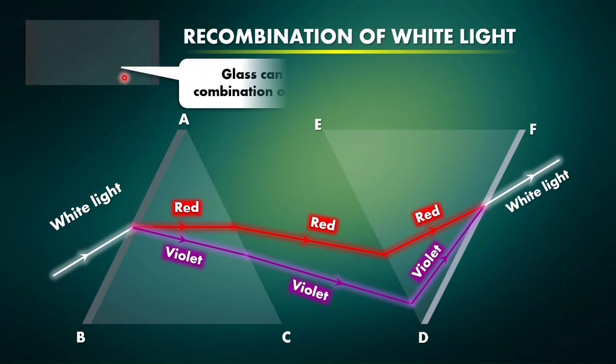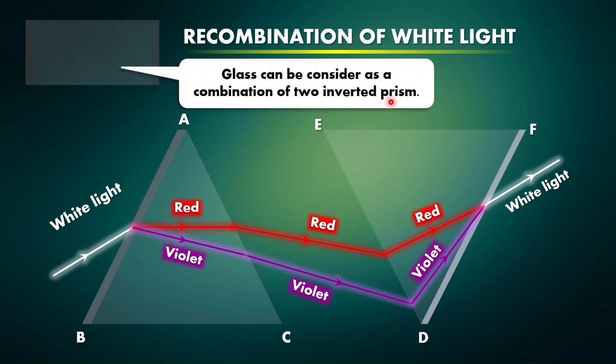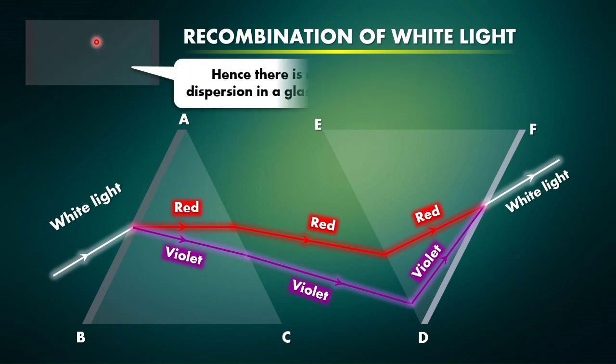Now see, the glass slab can be considered as a combination of two inverted prisms and hence there is no dispersion in a glass slab. So ekhon glass slabot dispersion to nohoy, karon glass kon hoise dukhon inverted prism or nisna. Okay, so this glass can be considered as a combination of two inverted prisms. I hope you all understood.